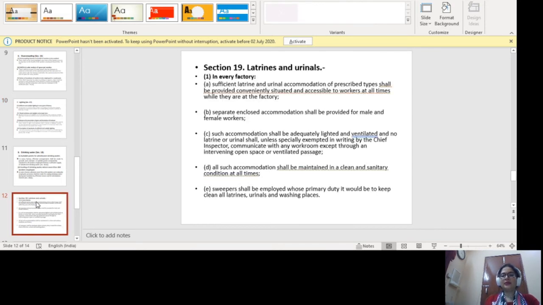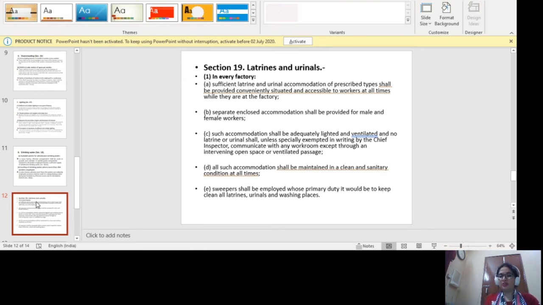Now, next is your urinals and latrines. In every factory, sufficient latrine and urinal accommodation of prescribed type shall be provided, conveniently situated and accessible to workers at all times while they are at the factory. Separate enclosed accommodation shall be provided for male and female workers.